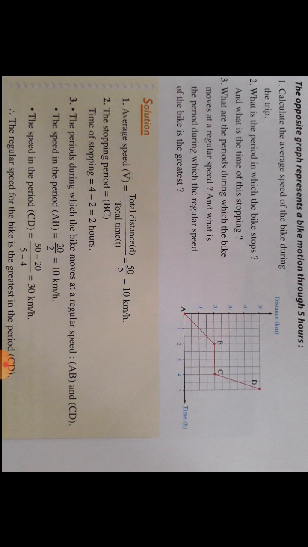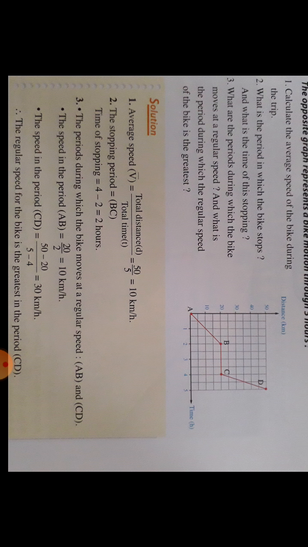Now, first of all, calculate the average speed during the trip. Average speed is total distance over total time. Total distance here from the graph, 50 kilometers in 5 hours. So 50 over 5, 10 kilometers per hour. Then, what is the period in which the bike stops? BC. And what is the time of this stopping? Look at the time axis, BC from 2 hours to 4 hours, which means 4 minus 2. The time of stopping is 2 hours.